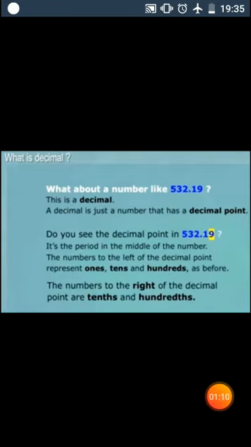This is a decimal. A decimal is just a number that has a decimal point. Do you see the decimal point in 532.19? It's the period in the middle of the number. The numbers to the left of the decimal point represent ones, tens and hundreds. As before, the numbers to the right of the decimal point are tens and hundreds.